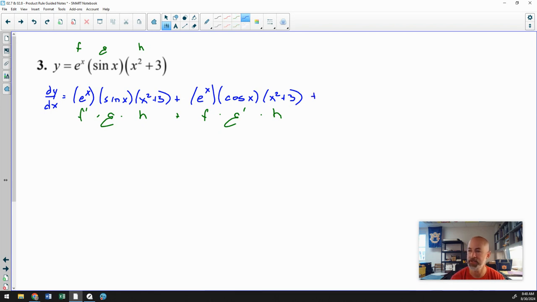Well, I've done f and g, now I need to differentiate the h, so I add yet another piece, e to the x. I'm going to leave sine x alone. So I just copied down f and g. Now we will differentiate the h, which will give me the 2x. And so that was f times g times h prime. And I'm adding all of this together. So adding an extra term to the product doesn't really make it any more difficult. It just takes you a little bit more time to finish that.